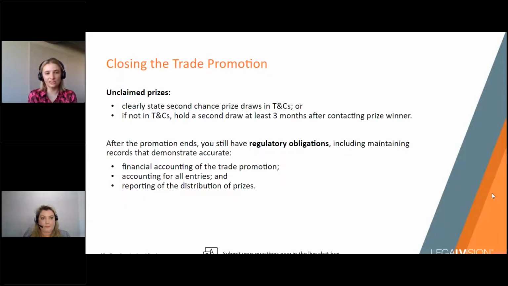Again, this also needs to be reflected in your terms and conditions, and the regulators need to be aware that this is how the prize will be distributed if you're not able to contact those first winners.